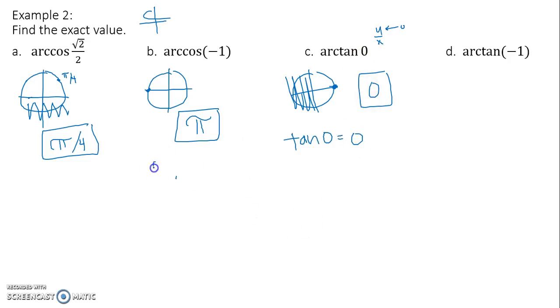Over here, if I wanted to check it, I would do cosine of pi. My answer should be that -1. So that's kind of how I'm checking it.